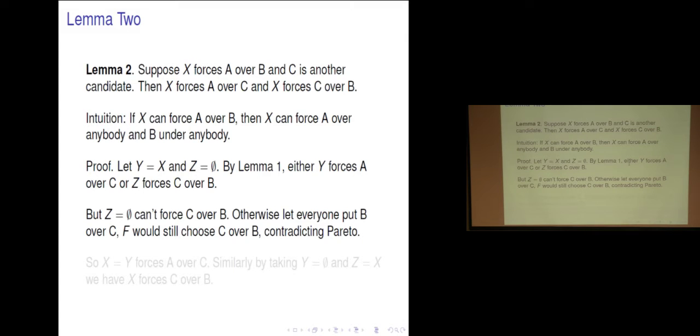I guess this is probably quite obvious. If it's the empty set, it doesn't have power to change the vote or whatever, right? So therefore, y equal to x must force A over C, because the second option doesn't exist. So y has to force A over C. And similarly, you can do the other way, then y will force C over B. Okay, so that's lemma 2.